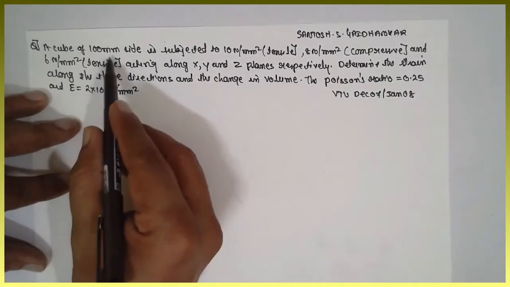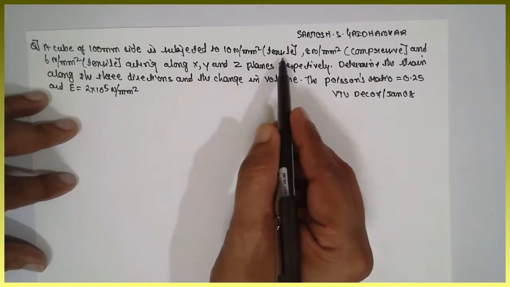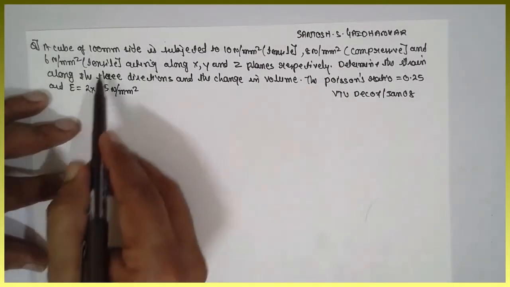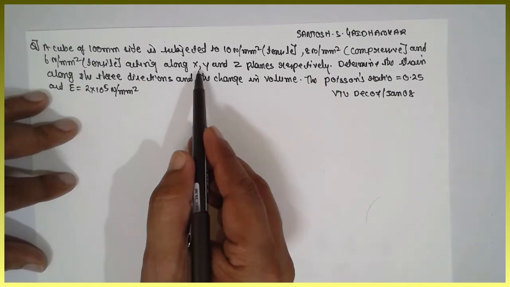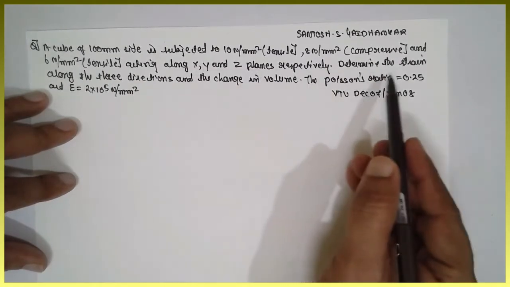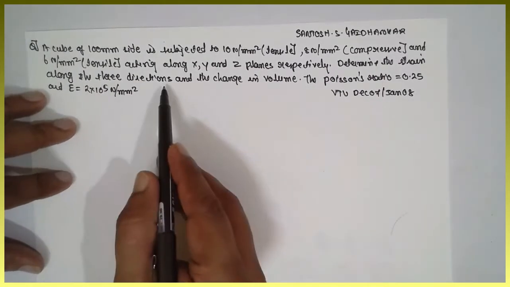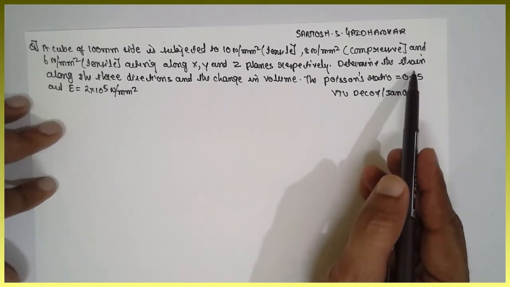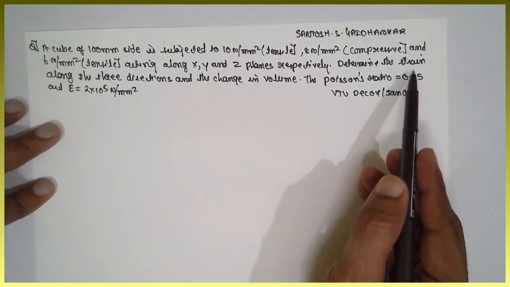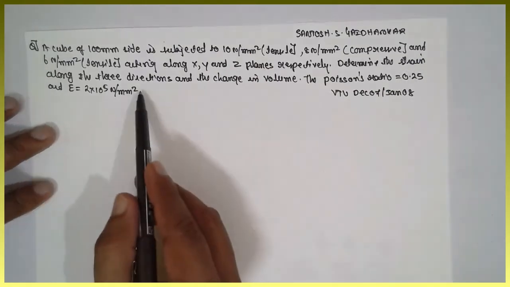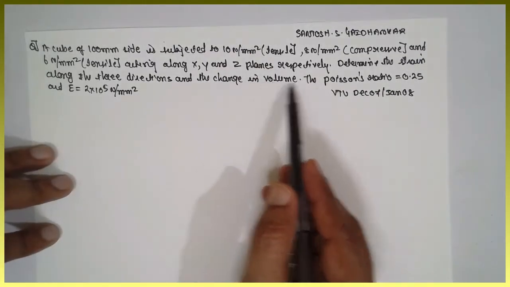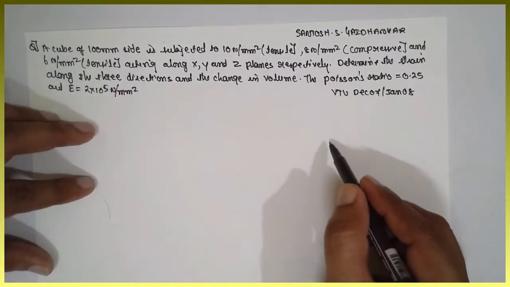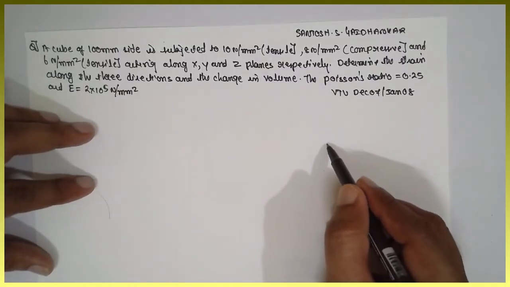A cube of 100 mm side is subjected to a 10 kN tensile, 8 kN compressive, and 6 kN tensile acting along x, y, and z planes respectively. Determine the strain along the three directions. We have to determine the strains ex, ey, and ez, and the change in volume, delta V. We have to find out Poisson's ratio and Young's modulus. They have given it. It's a cubic section.